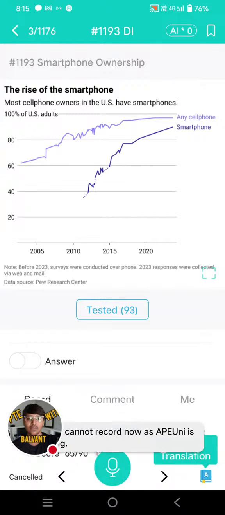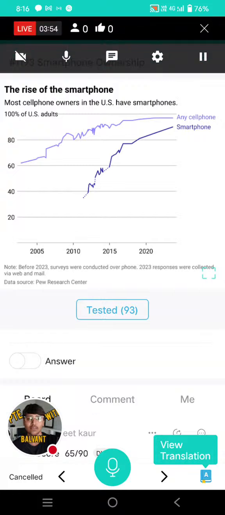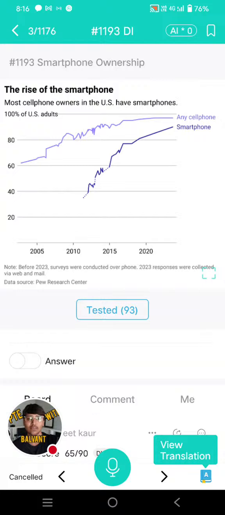80, 60 and 40 values are also observed on the left side of the image. The highest value will be taken as 2020. The minimum value will be taken as 2005. I can clearly see some flow lines in this image, and 100% of US adults. Purple, blue and black colors are also observed in this image. To conclude, this image is very interesting and informative.